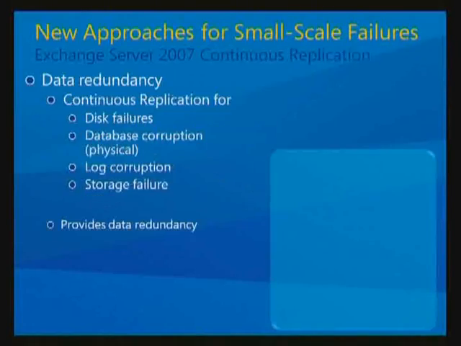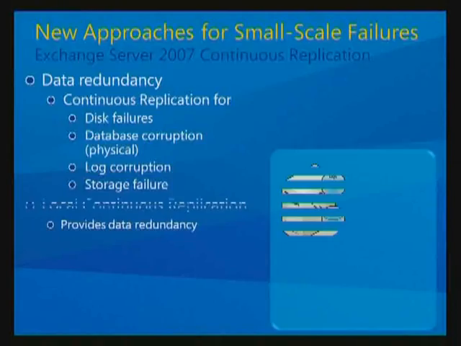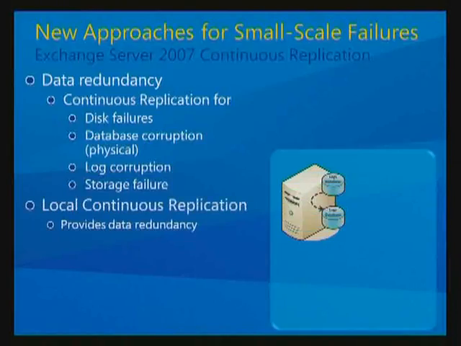So what are some of the new approaches in 2007 around continuous replication for small-scale failures? Remember I was saying it's disk failures, it's database corruption. Well, you're trying to get your data redundancy, right? How do you get that? Well, typically you got that through backups, but you can also get that through continuous replication.